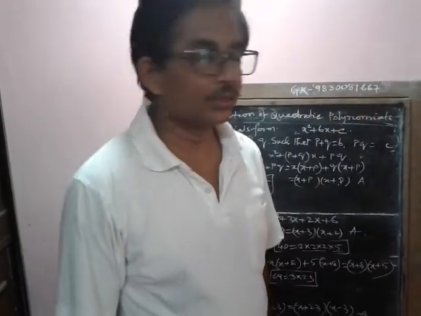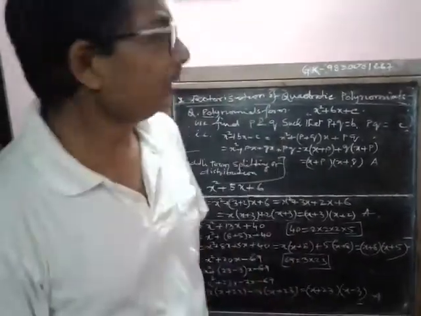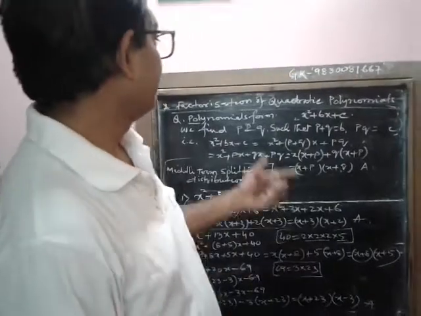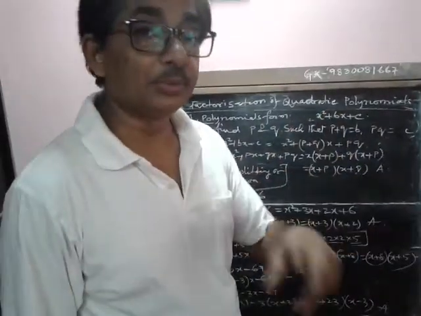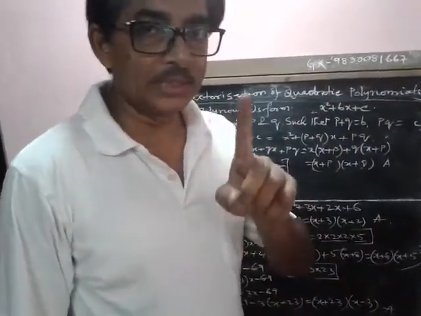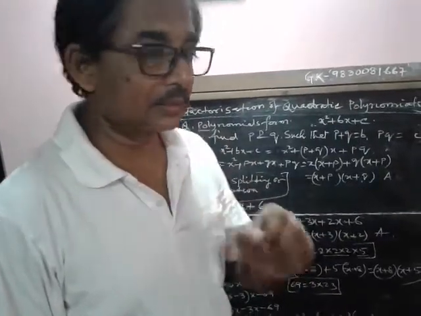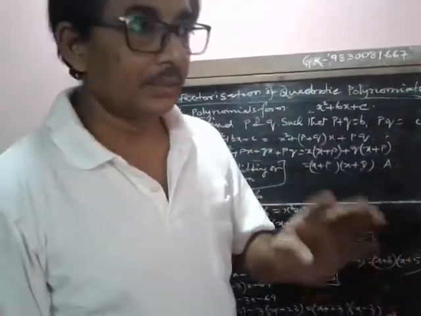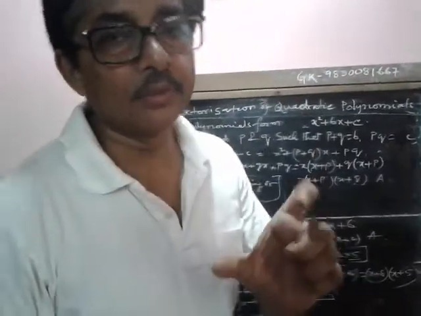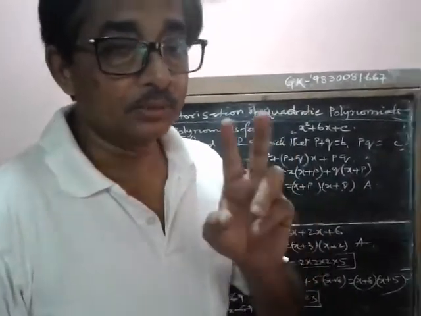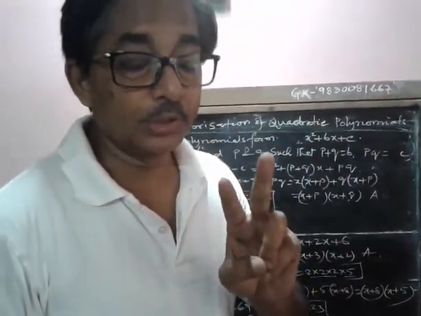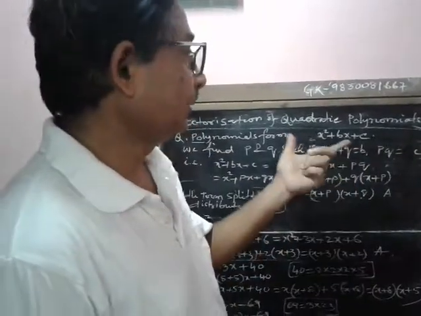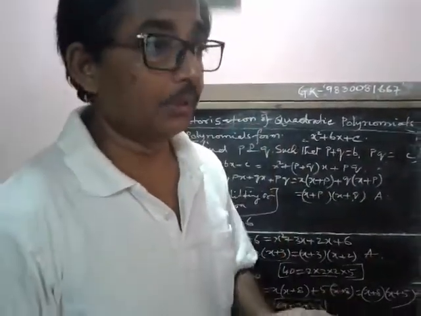Hi students, today we will learn the factorization of quadratic polynomials. Everybody knows what quadratic polynomials are. I am just telling once again, the degree of the variable, the power, will be 2. Those polynomials are called quadratic polynomials.